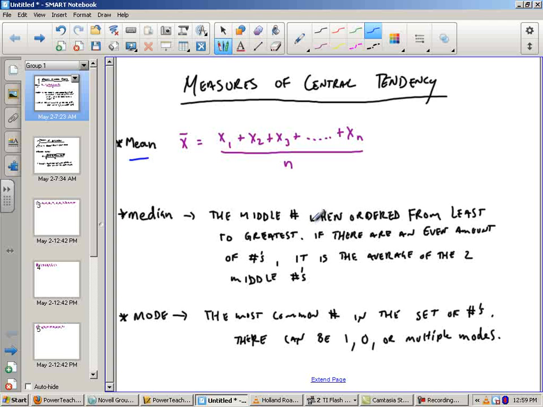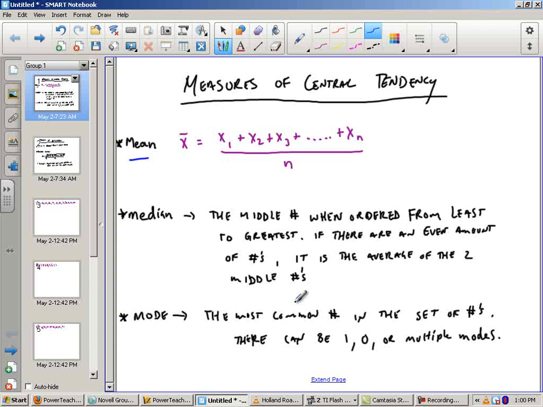If by chance you end up with an even number of numbers, you come towards the center, you'll end up stuck with 2 values. If that's the case, you just average the 2 middle numbers and use that as your median. Sometimes that means you're going to use a value that's not part of your data set for your median, and that is okay. Your mode is the most common number in the set of numbers.